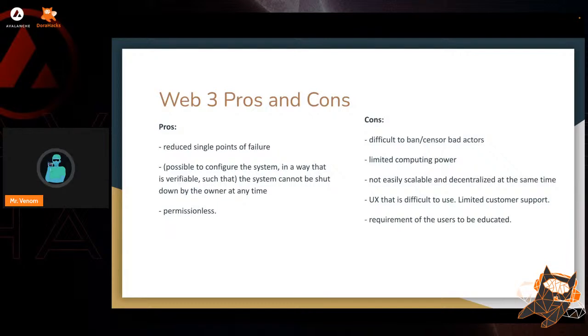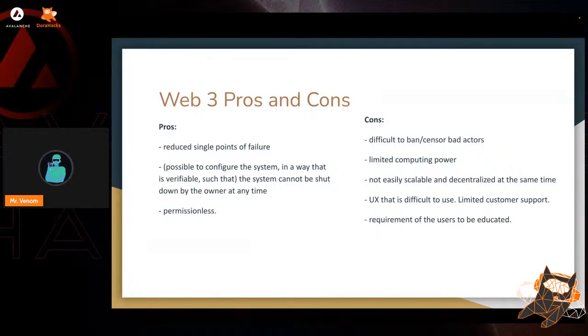So those are the characteristics. And we also have pros and cons of these systems. First, it has no single point of failure because it's fully decentralized. Second, the system cannot be shut down by the owner at any time. Of course, I should say it is possible to configure the system in a way that is verifiable.